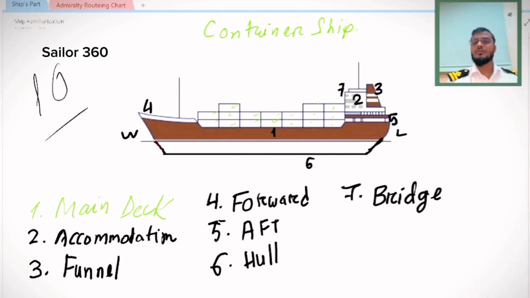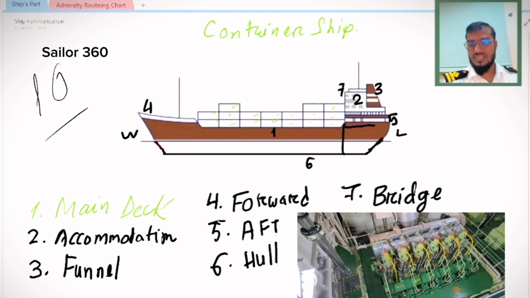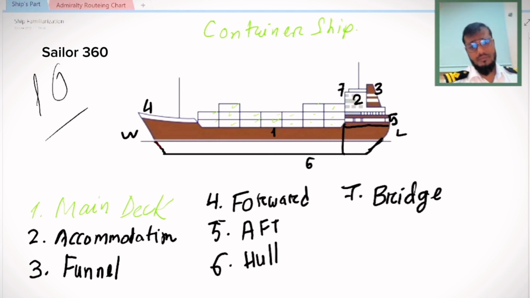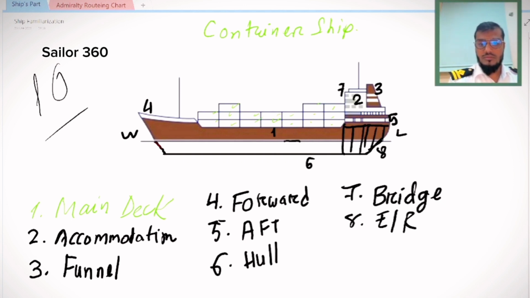Then the next one, of course, you want to know about where is the engine room, I believe. So this is the one, engine room, part of which remains above the water line and part of which also remains below the water line. This is the water line. So this is called engine room. We can mark it as number 8. Better we mark inside. So number 8, we have learned about the engine room.